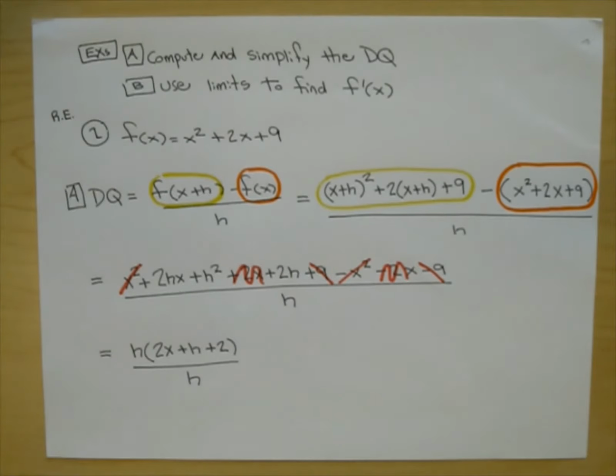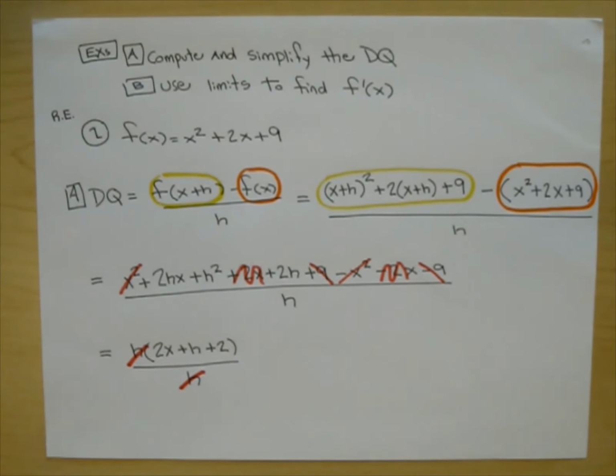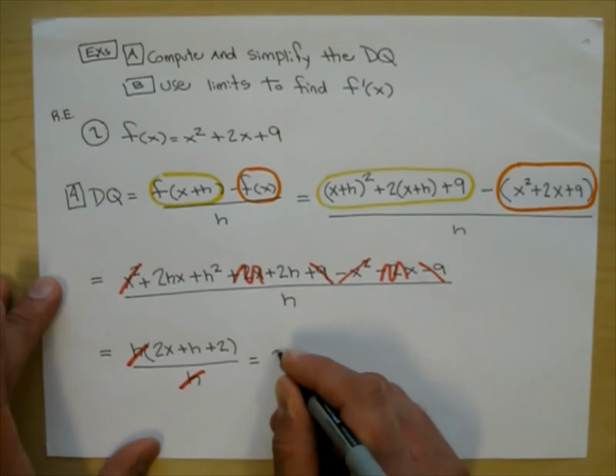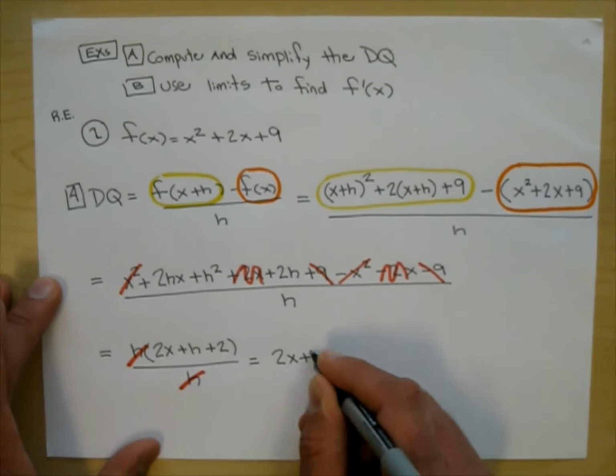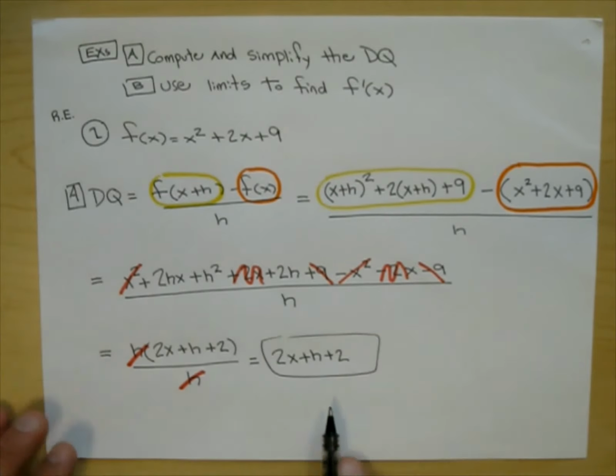And what happens to those h's? I have 1 term on the top now. I used to have 3 terms. Now I have 1 term on the top and 1 term on the bottom. The h's cancel. My DQ is 2x plus h plus 2. And we'll box it because that is the answer to part A.